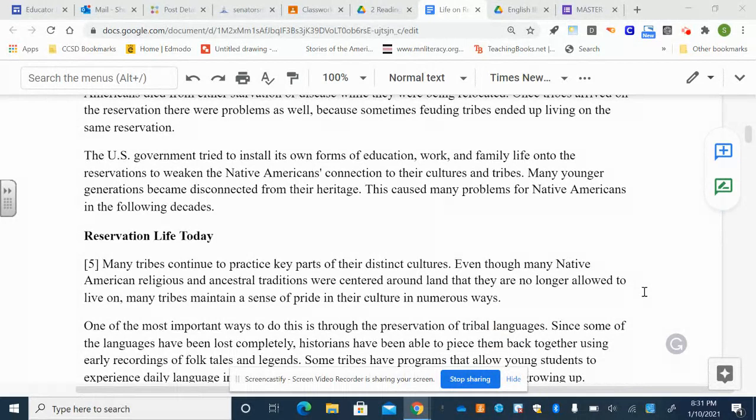Reservation life today. Many tribes continue to practice key parts of their distinct cultures. Even though many Native American religious and ancestral traditions were centered around land that they are no longer allowed to live on, many tribes maintain a sense of pride in their culture in numerous ways.